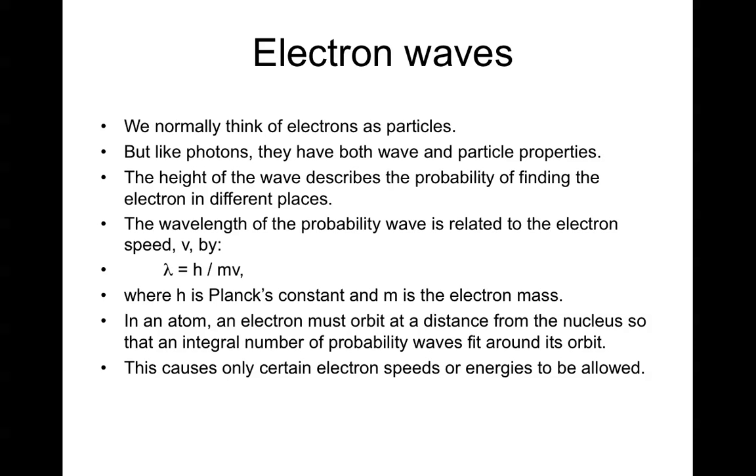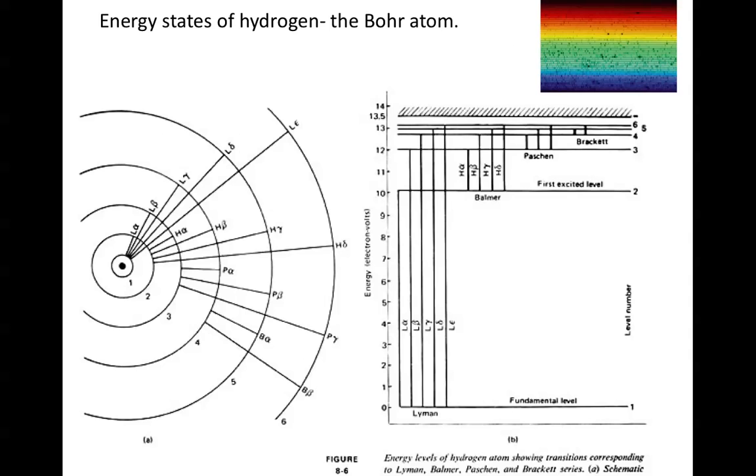This causes only certain electron speeds or energies to be allowed. So unlike in the case of a solar system where planets can orbit anywhere, in the case of an atom, electrons can only orbit at certain distances. This leads us to a model, for example, for hydrogen, which we call the Bohr atom, which shows these fixed distances where the orbits can be, and they correspond to different energies. So on the left you see a diagram showing the different energy levels, the first, second, third, and so on, and the transitions between them.